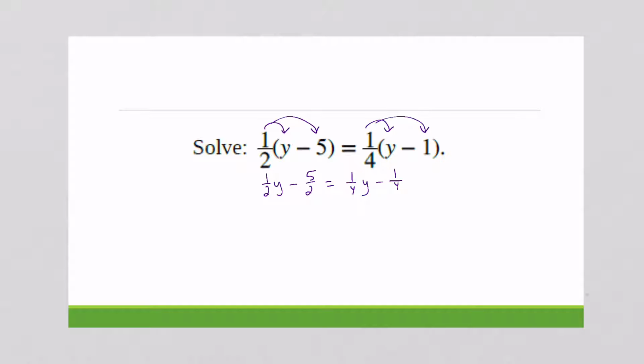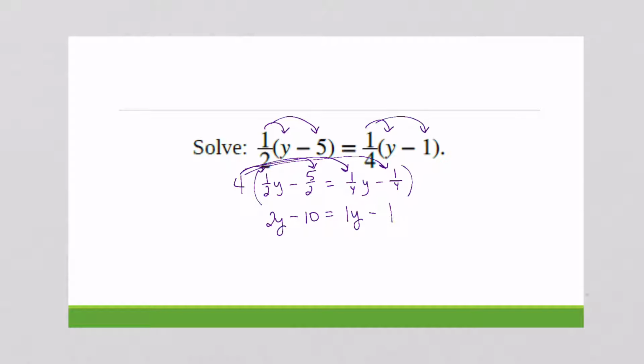So now take a look at what the common denominator is between the 2 and the 4. It's going to be 4, right? So if I multiply everything by 4, my fractions go away. 4 times 1/2 is 2. 4 times a negative 5 halves is a negative 10. Grab your calculator if that bugs you. 4 times 1/4 is 1, or just y. 4 times negative 1/4 is a negative 1.